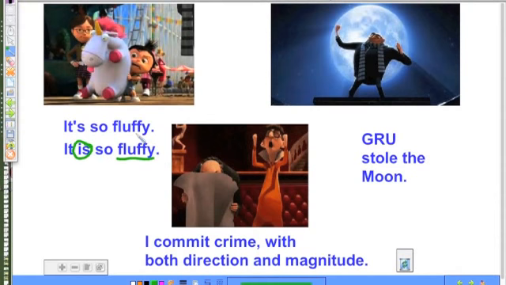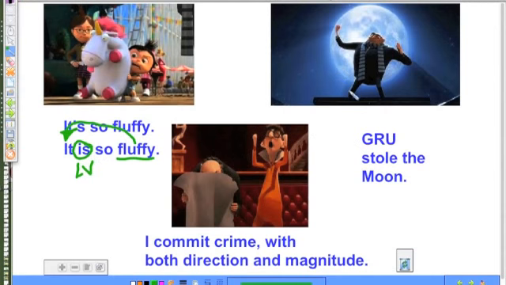Now, is fluffy a state of being? Is it describing something? Or is it a physical action or place? No. Because of that, we know it's a linking verb. Also, remember, am, is, are, was, were. That should be a red light giveaway.